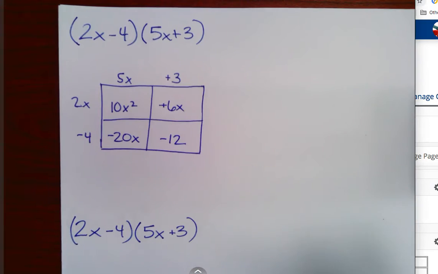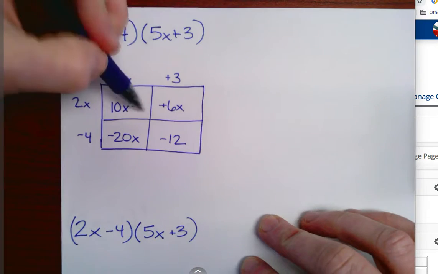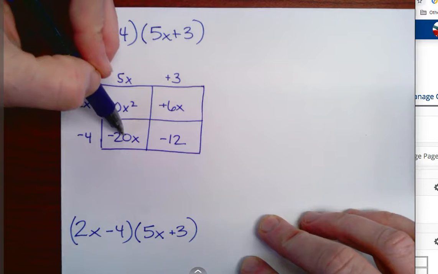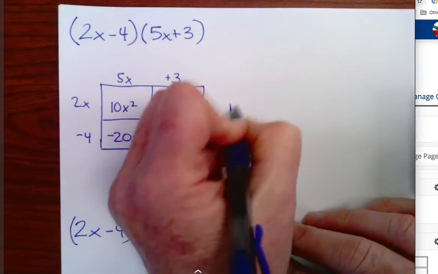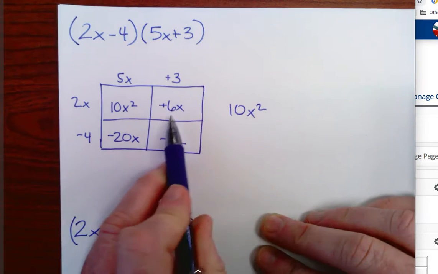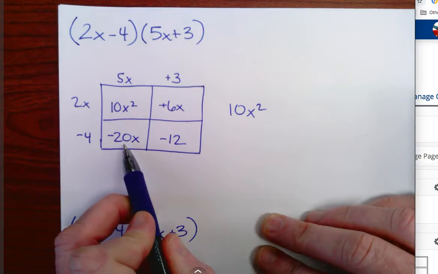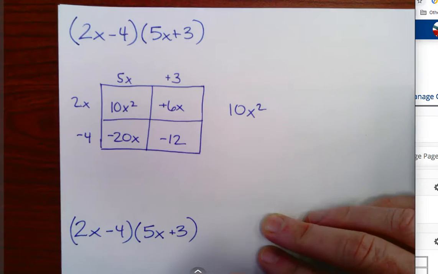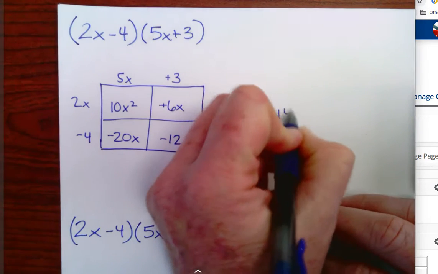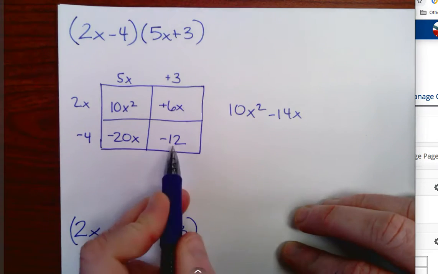And then we're going to combine like terms. And the only like terms I have here are in this diagonal. So I've got 10x squared. I have a 6x and a negative 20x. That's going to be a negative 14x. And then I have a minus 12.